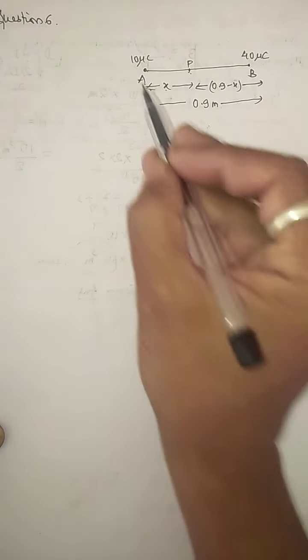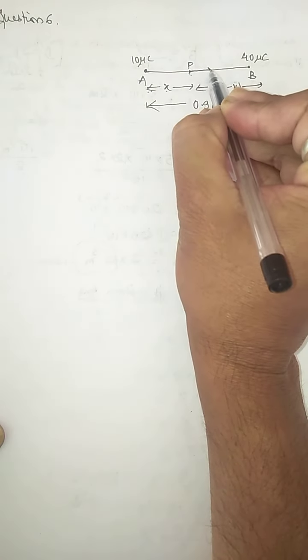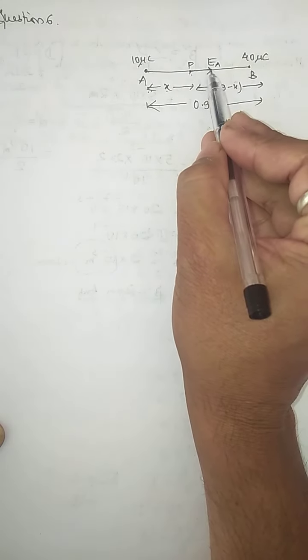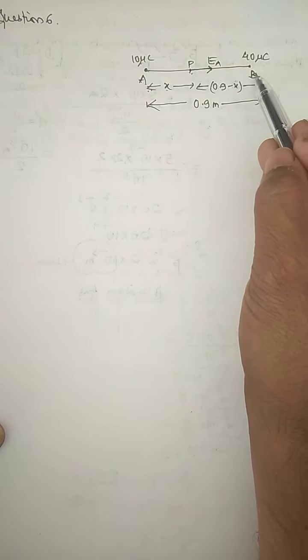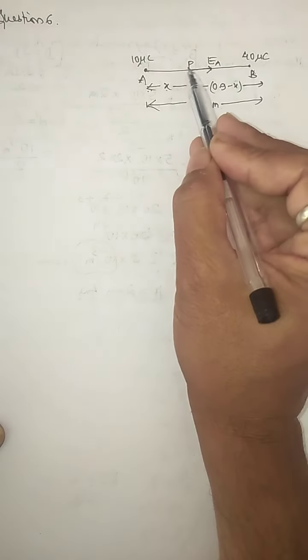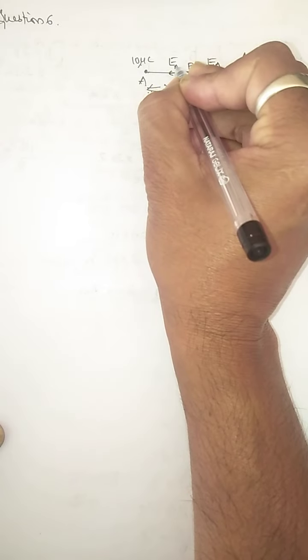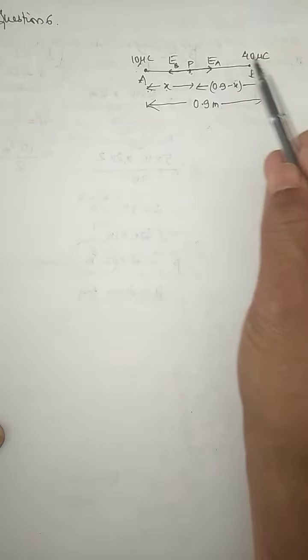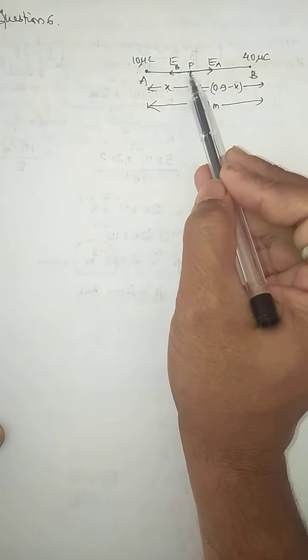Definitely this charge produces an electric field at P in this direction, and I consider that field to be EA, the electric field due to charge A at P. Similarly, this positive charge also produces an electric field at P in this direction, and that field is EB. Why are the two fields opposite in direction? Because the charges are the same in nature, both positive, so the fields at a point between the two charges are always opposite in direction.